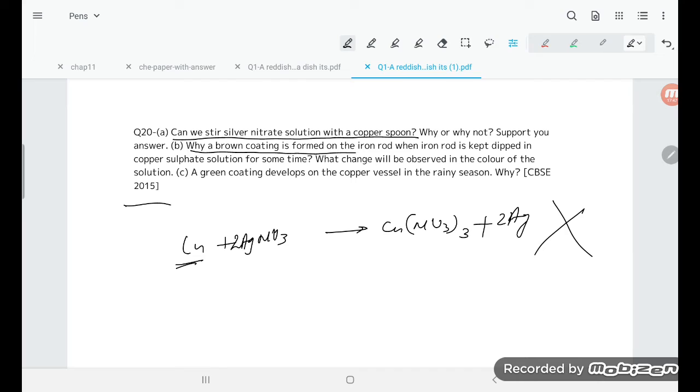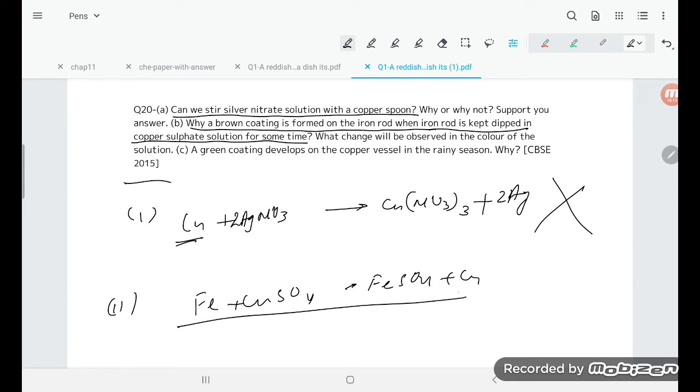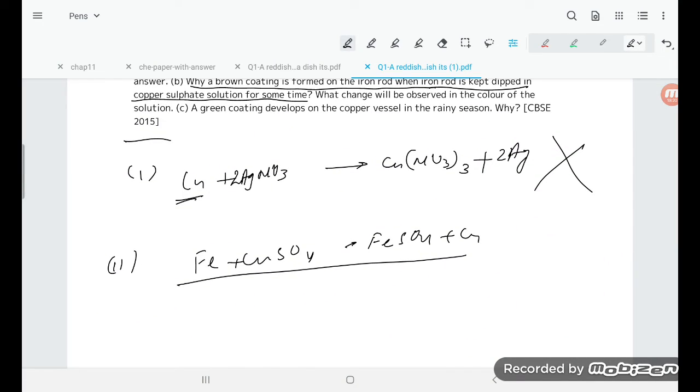Why does a brown coating form on an iron rod kept dipping in copper sulfate solution for some time? Copper sulfate is there, and you are treating it with iron. So it is going to be FeSO4 plus copper. Iron being more reactive displaces copper from copper sulfate by the following reaction. Brown coating of copper is deposited on the iron rod. The color of the solution becomes green due to the formation of ferrous sulfate.